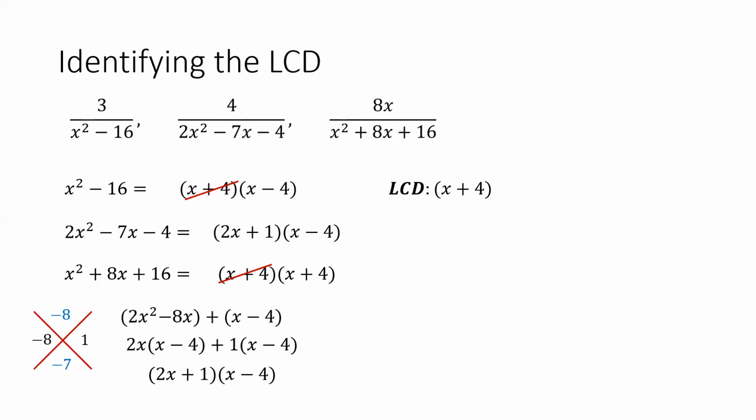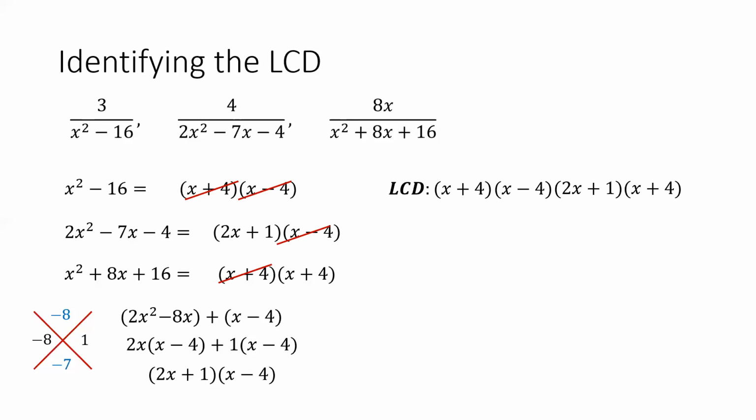And now I look for more matches. Oh, x minus 4 matches in my first denominator and my second denominator. So I put that in my LCD after canceling them. And now I don't have any matches left. And so when I don't have any matches left, I just take the remaining factors and throw them into my LCD.